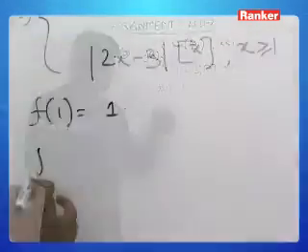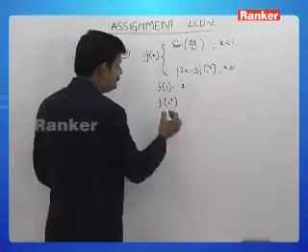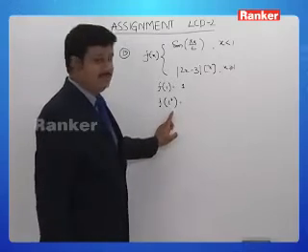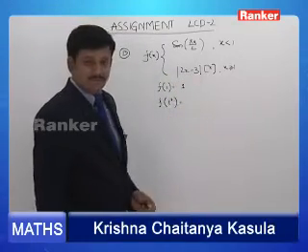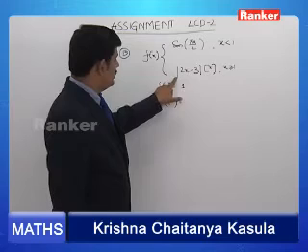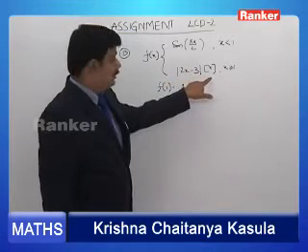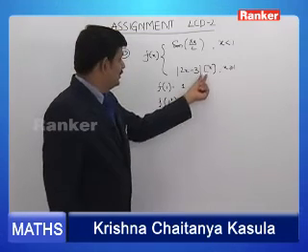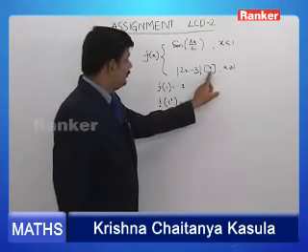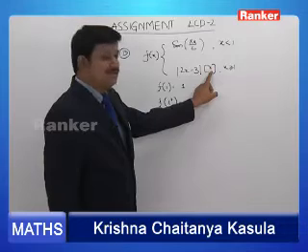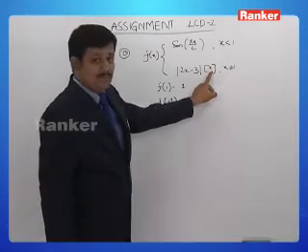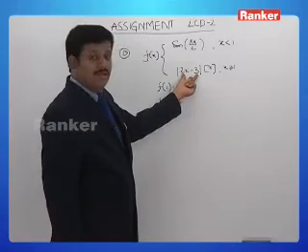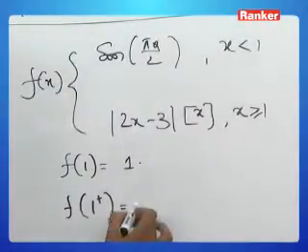Let us evaluate the right hand limit at 1, f of 1 plus. Whenever x is slightly greater than 1, f of x is given by mod 2x minus 3 into step x. Now, when x is slightly greater than 1, the integral part of x is going to be 1, and 2 minus 3 is minus 1 and mod is 1. So, again this is 1 into 1, which is 1.